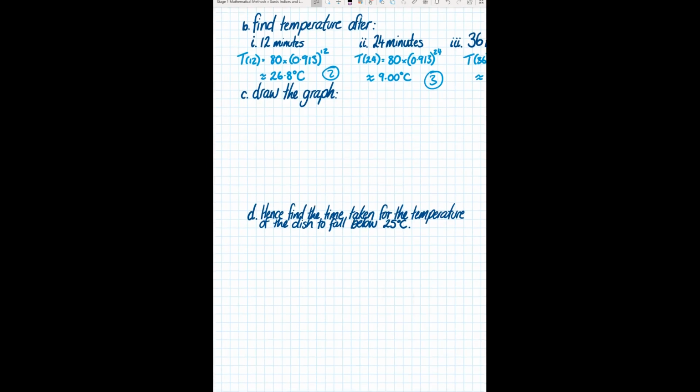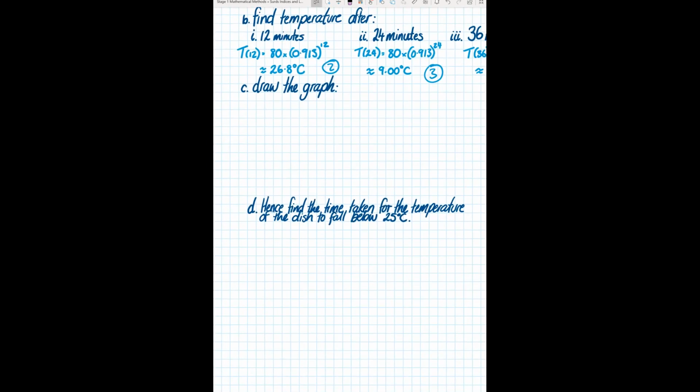Now this says, hence find the time taken for the temperature of the dish to fall below 25 degrees Celsius. Now I've got the graph somewhere else. I've put into my Desmos, and I can read off the graph that to get below 25 degrees Celsius takes approximately 12.8 minutes. Now, depending whether or not you've used a calculator to draw the graph or you've drawn it yourself, the accuracy of this result may change. But as long as I can see from the graph that you've drawn that you've read that result off the graph, then that's fine.